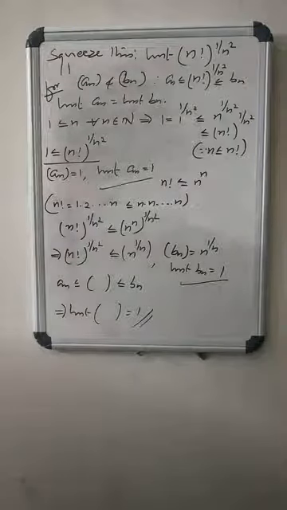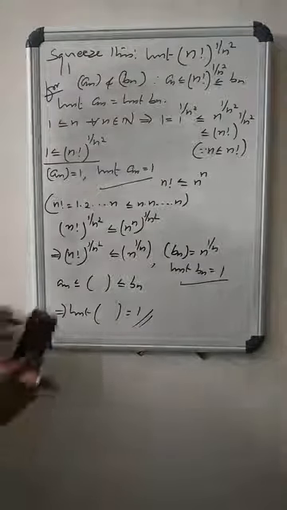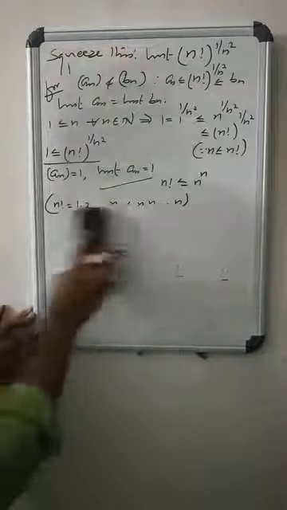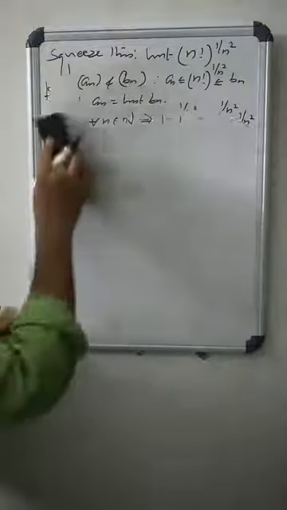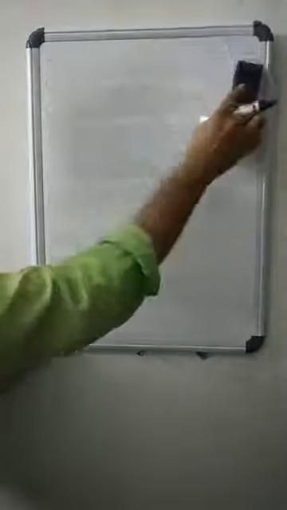you have to find two sequences an and bn such that an is less than or equal to the given sequence less than or equal to bn, with limit an equals limit bn. So that is the requirement. Enough. Now come to your result.